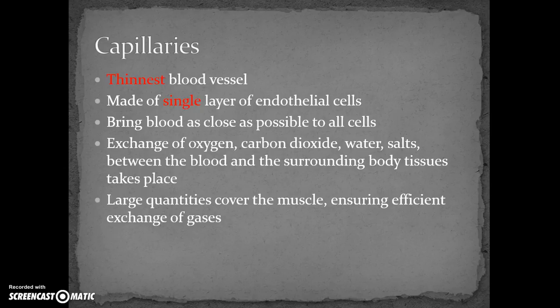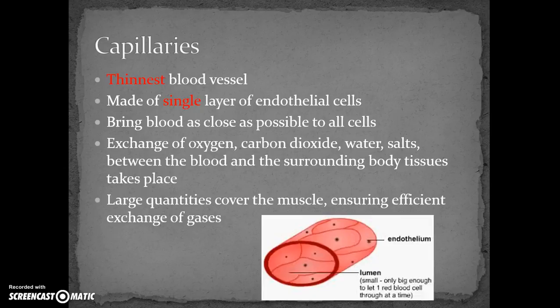Large quantities cover the muscle. Now, the reason we need it to cover the whole muscle is that there's no point in just energizing half of the muscle, because then you can't use the other half effectively. By having a great capillary network all around the muscle, that allows all the muscle cells to get energized and to be used at once. So obviously, if you're going to use a whole muscle, that's going to produce a stronger muscle contraction than only being able to utilize half of your muscle.